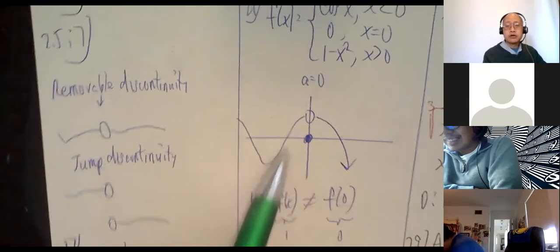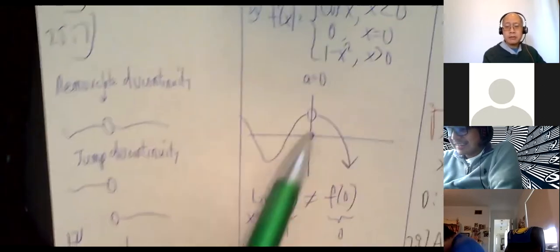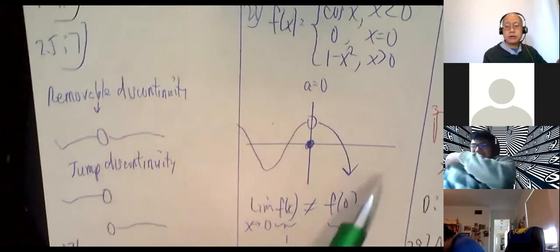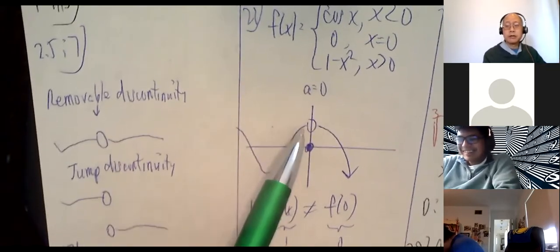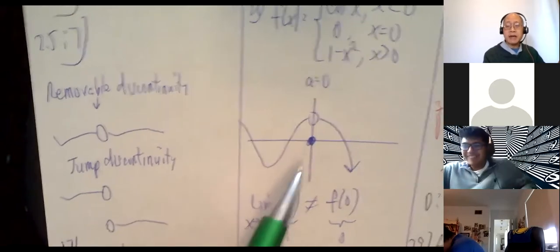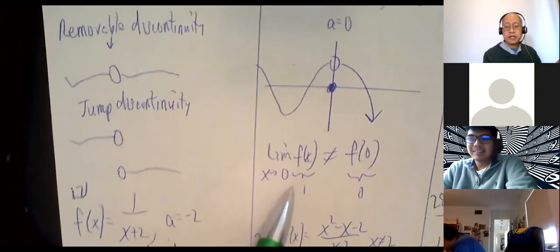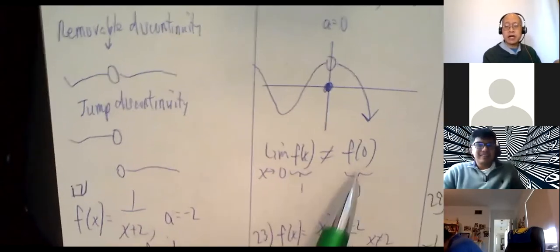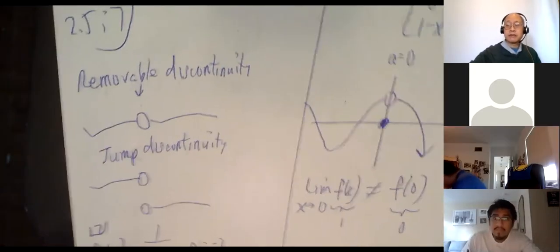Because the two-sided limit, though it does exist, the limit from the left as x approaches 0 and the limit from the right as x approaches 0 are both 1. But it does not match the function value at 0, which is 0. So the limit as x approaches 0 of f of x, which happens to be 1, is not equal to f of 0. Which tells me that's the reason why the function is not continuous at x equals 0.